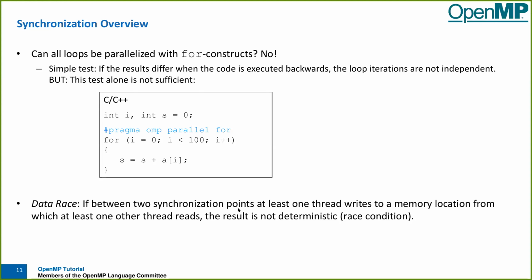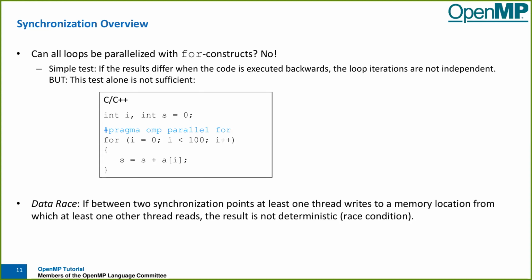That means without proper synchronization, if two or more threads access the same memory location, and at least one thread writes to that memory location, then the result is not deterministic. We have a race condition because the result depends on the order of execution. The data race then causes a difference in the result of our data. And in most cases, this is an error in your program.